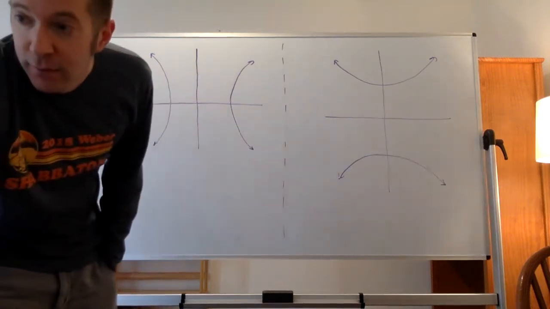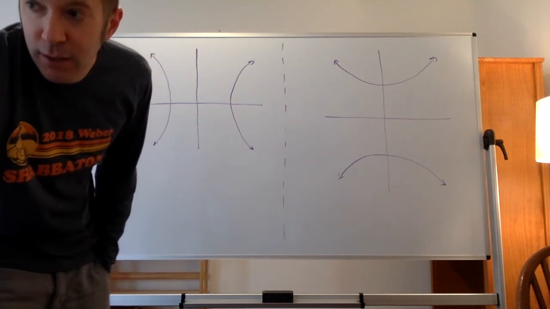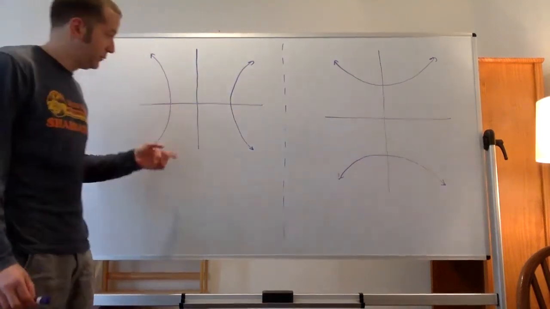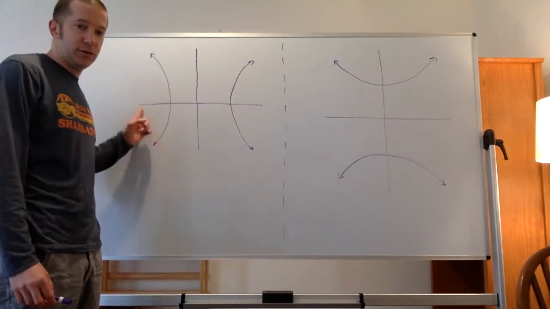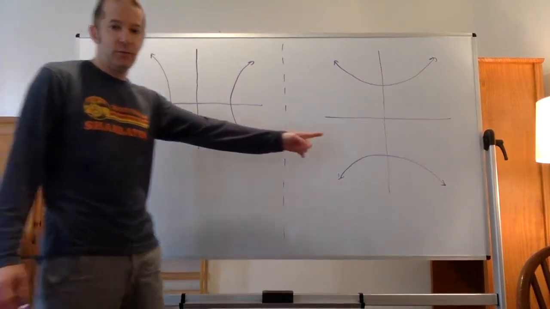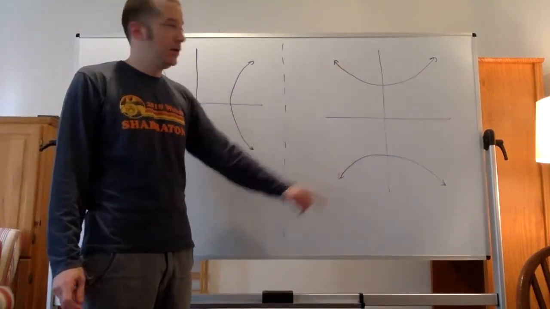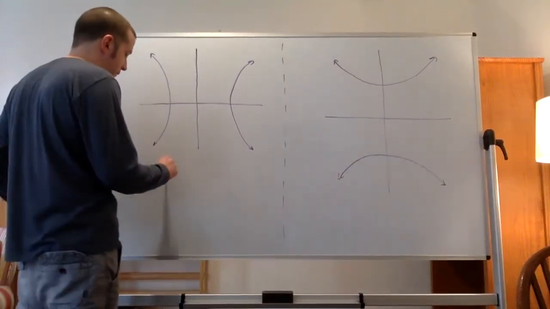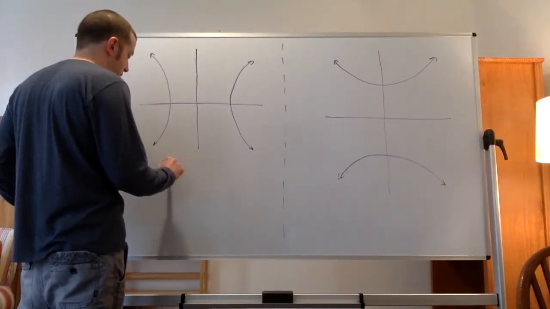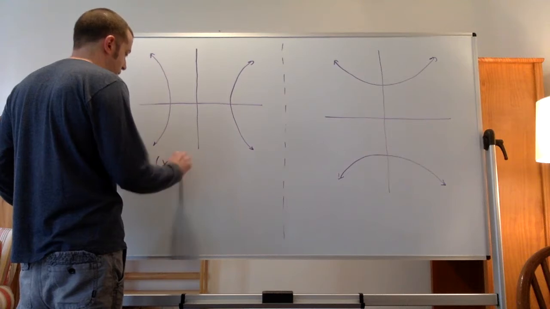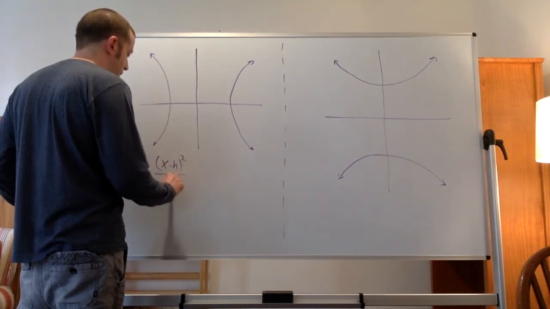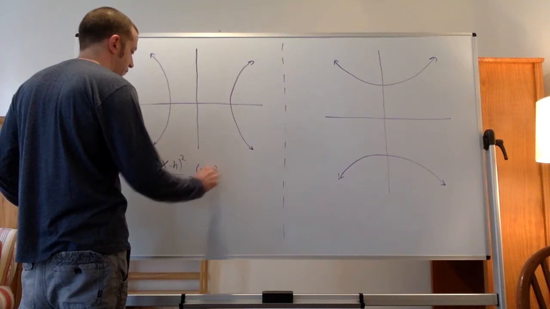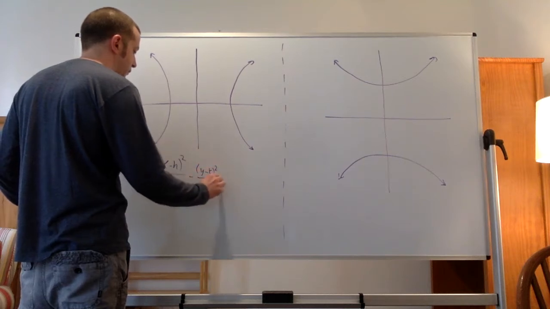So to identify what all those vocab words mean, we're just going to look at a hyperbola. We're going to look at two. We're going to look at one where the branches open left and right, and one where the branches open up and down. For a hyperbola where the branches open left and right, the general equation is x minus h squared over a squared minus y minus k squared over b squared equals 1.